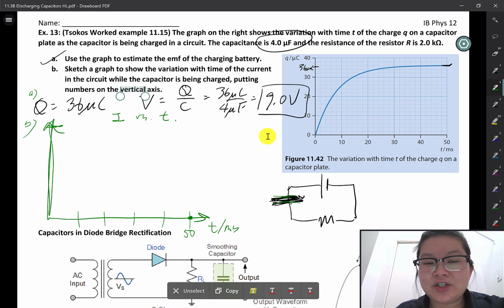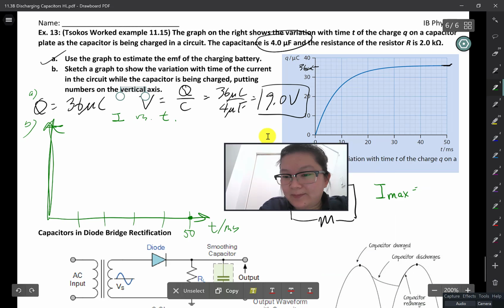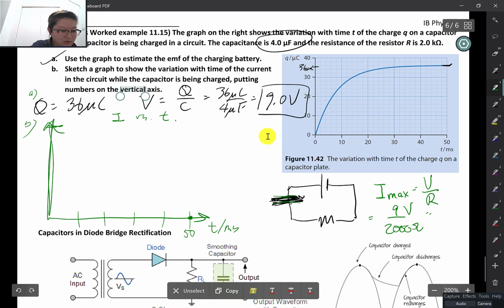To find out the initial current, we know that the maximum current, so I'm just going to do Imax, is going to be the EMF of the battery, which is 9 volts, over the resistor, which is 2 kilo ohms. So 9 volts over 2,000 ohms is going to be 0.0045 amps, which is just 4.5 milliamps.